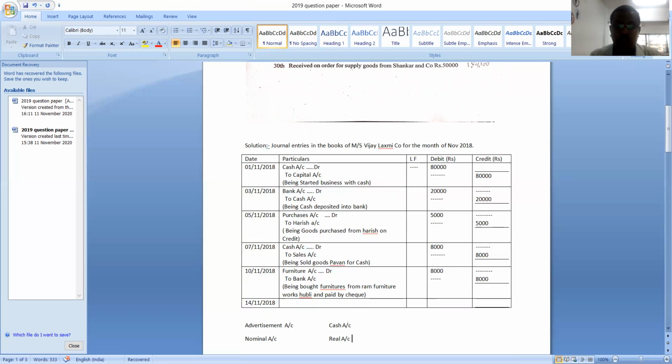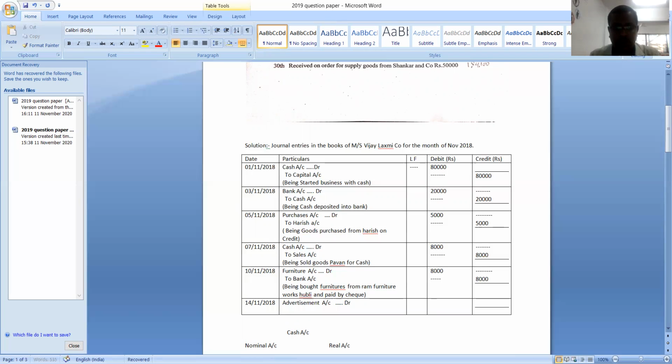Now, which account should be debited and which account should be credited? What is the rule of nominal account? Debit all expenses and losses. Here, advertisement is an expense. So, advertisement account should be debited. Advertisement account debit.